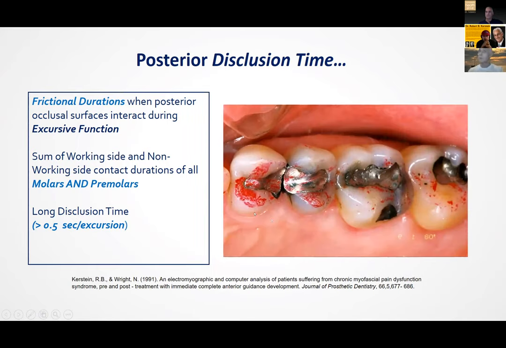Now this is what it looks like on paper. And you've all seen this. That's long disclusion time. All of this is long disclusion time, like there. And of course that's premolar guidance, but that's long disclusion right there. How long does it take to go from there to there? Nobody knows until you put a T-scan sensor in there. And so the beauty of the T-scan sensor is it measures all of these things at the same time, and then it's synchronized with the muscle firing. So it's incredibly detailed diagnosis that you make.